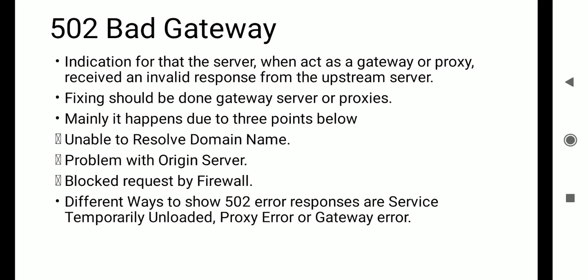Different ways to show a 502 response are service temporarily unavailable, proxy error, or gateway error. There might be developers who have designed such pages for when you are hitting any API or web service. So some developers might show proxy error, gateway error, or temporarily unavailable server. If you get any of these 4 types of error shown here, it will definitely be a 502 bad gateway error.